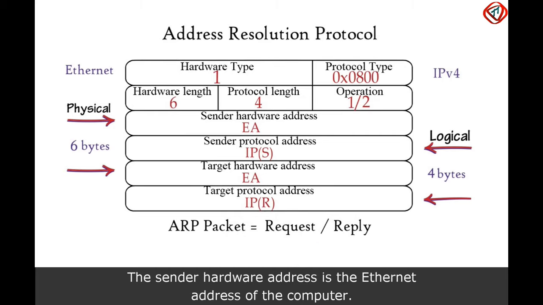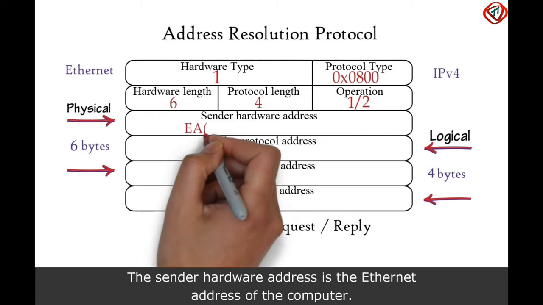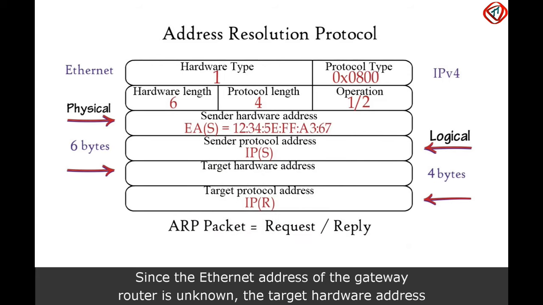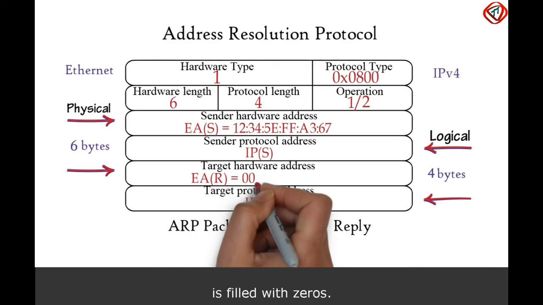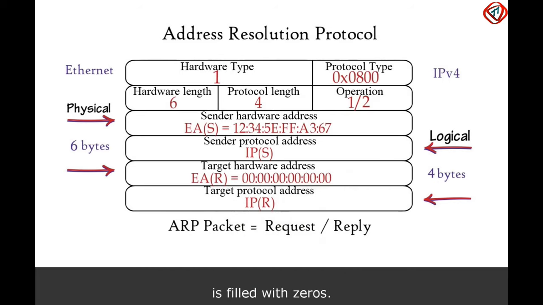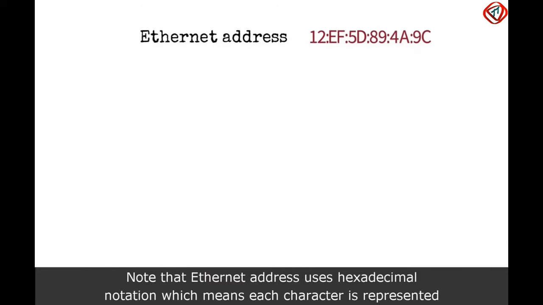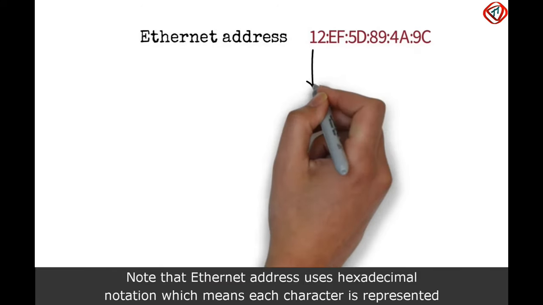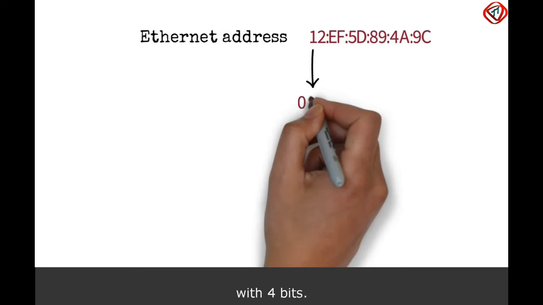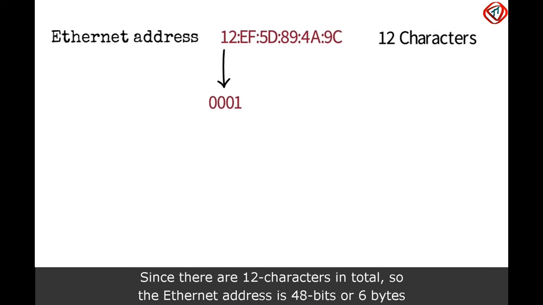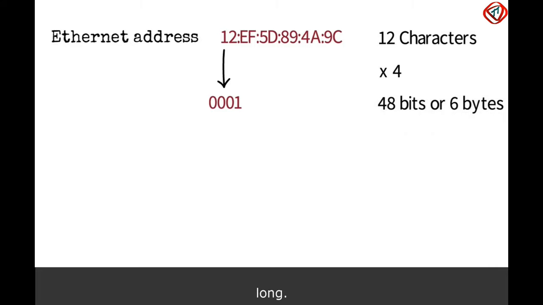The sender hardware address is the Ethernet address of the computer. Since the Ethernet address of the gateway router is unknown, the target hardware address is filled with zeros. Note that the Ethernet address uses hexadecimal notation, which means each character is represented with 4 bits. Since there are 12 characters in total, the Ethernet address is 48 bits or 6 bytes long.